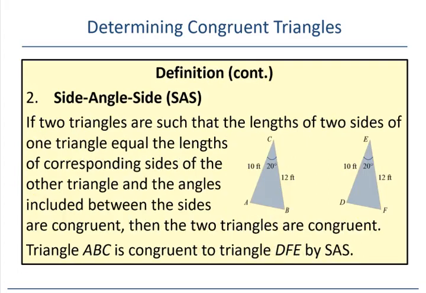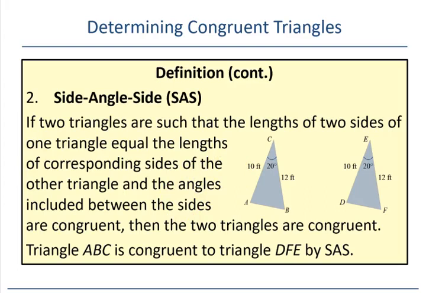Let's look at some other ones here. Side, angle, side. Notice we've got 10, 10, 12, 12. If the lengths of two sides of one triangle equal the lengths of the corresponding sides of the other triangle, and the included angles are the same, that also means that they're congruent.